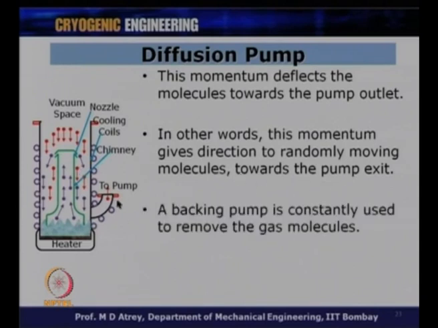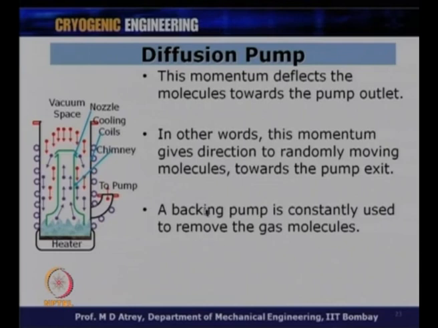Now, having delivered them to this point, there is a backing pump which will take these molecules at this pressure and deliver them to the atmosphere. It will compress the molecules to dump them to the atmosphere. So, the backing pump is very, very important because the diffusion pump works in a molecular region. It will take the molecules from here and dump them to some pressure, from where they are further compressed to atmosphere by the backing pump. So, a backing pump is constantly used to remove the gas molecules.